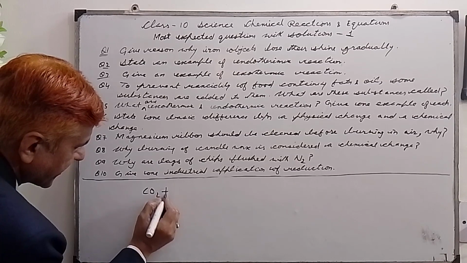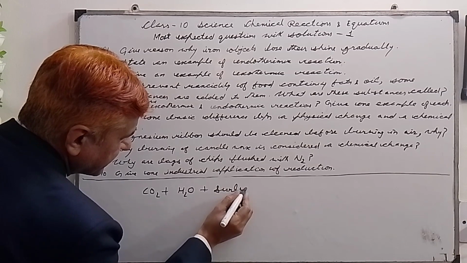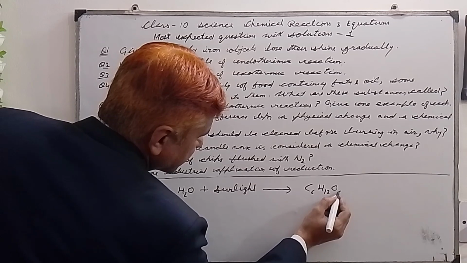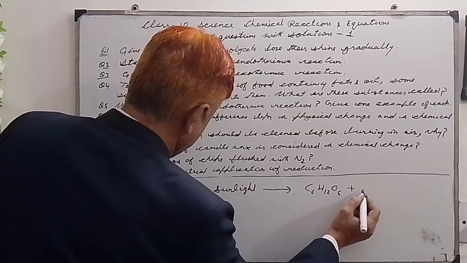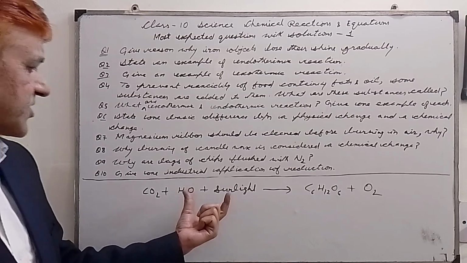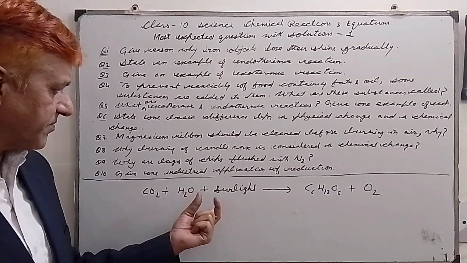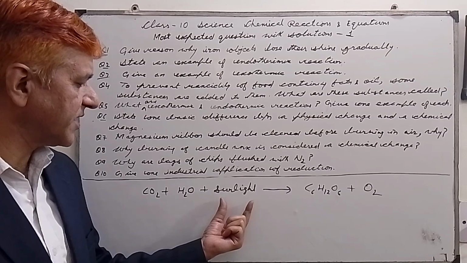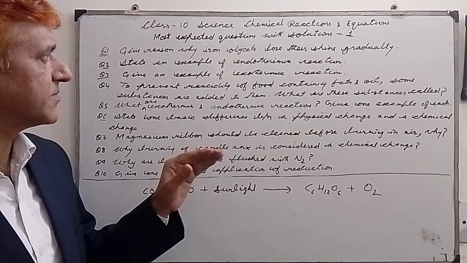Carbon dioxide plus water plus sunlight is equal to C6H12O6, this is glucose, plus oxygen. So this is an endothermic reaction, the reaction which takes place during photosynthesis. So please remember this reaction, and also remember the reaction showing rust.